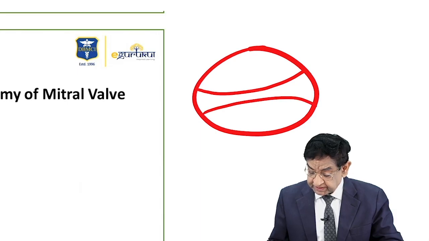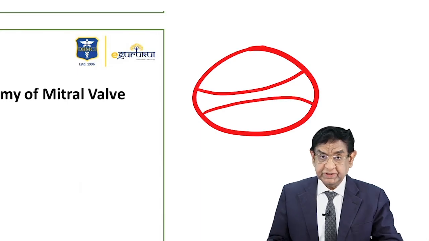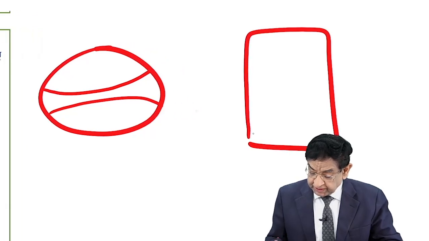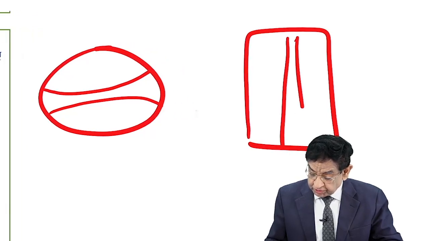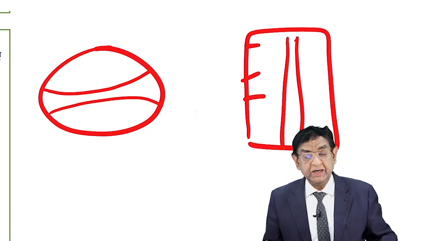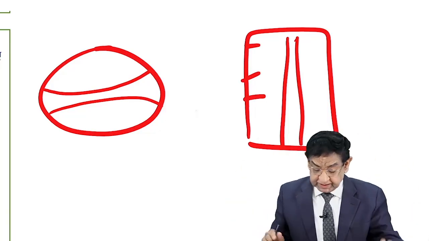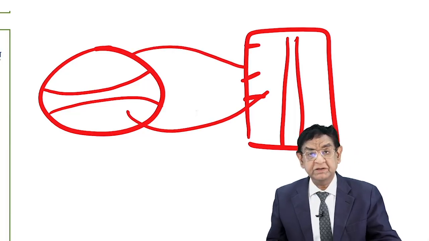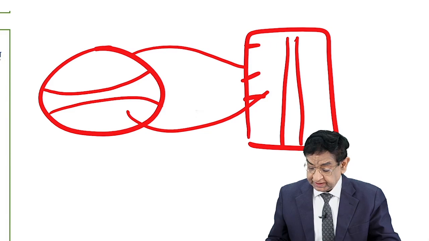The two leaflets attach. Just to give an example, in your door where you are sitting in the room, we have the two parts of the door and they are attached to the main board. The annulus is like this and the doors are the cusps.